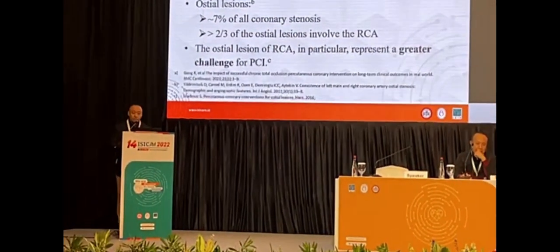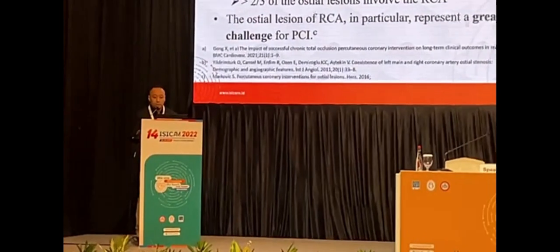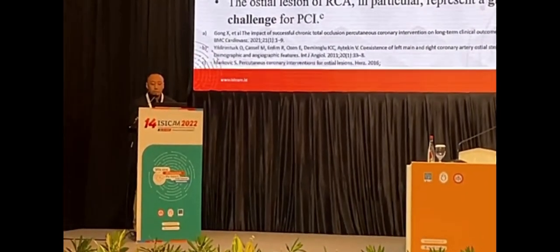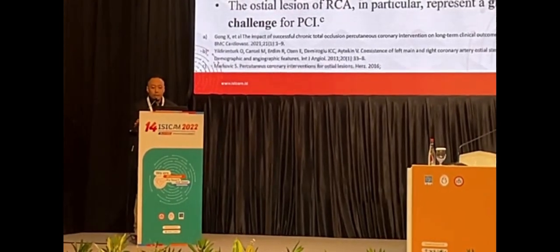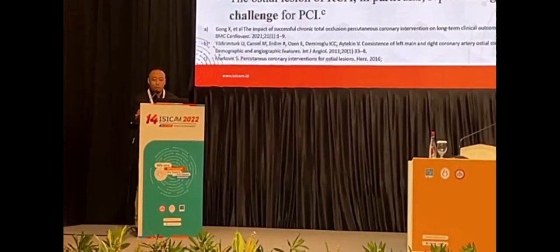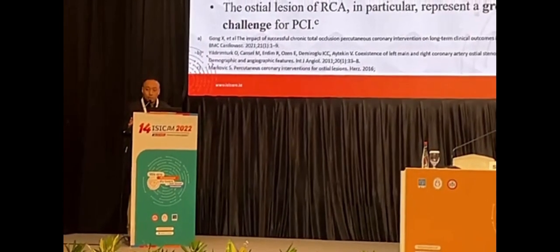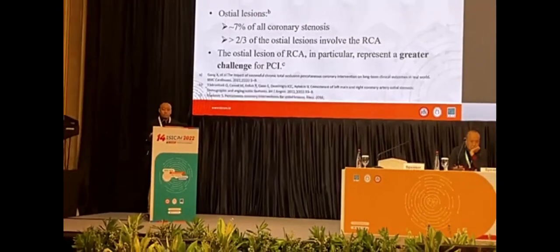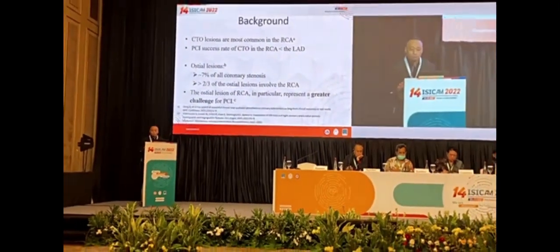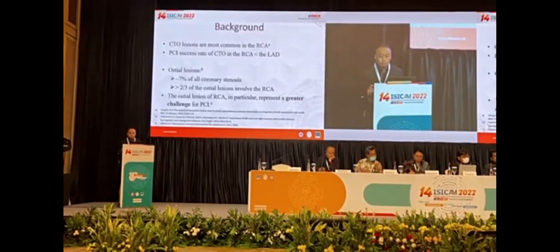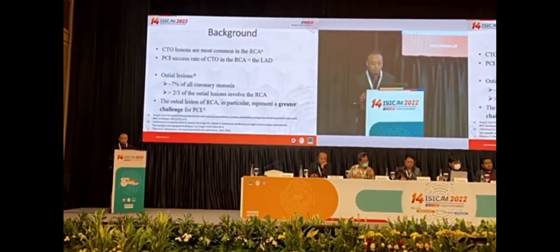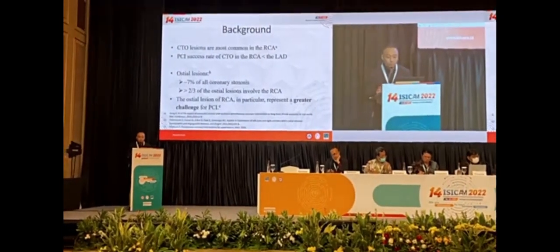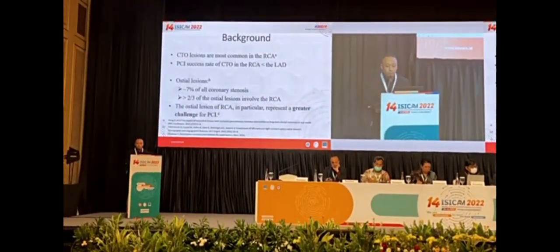Here is some statistical information regarding CTO and oscillation in the right coronary artery, the RCA. CTOs are most common in the RCA, and the success rate of PCI of CTO in RCA is lower than in the LAD. Oscillation accounts for around 7% of all coronary stenosis, and more than 2/3 of the oscillation involve the RCA. The oscillation of RCA will represent a greater challenge for PCI compared to the left oscillation.